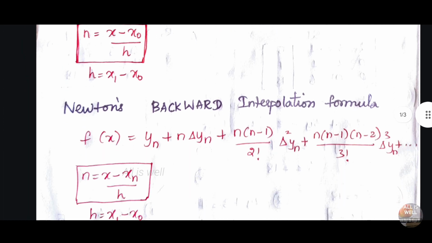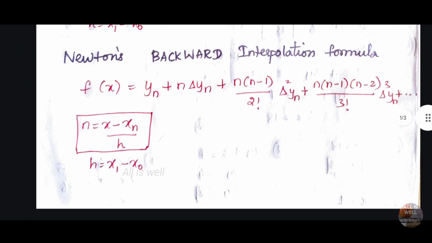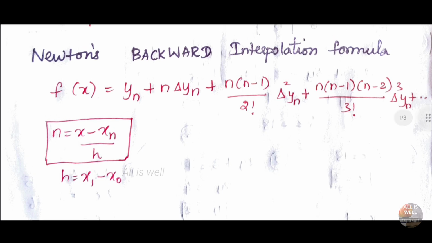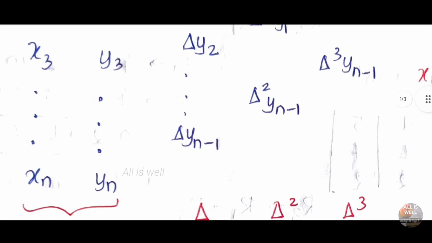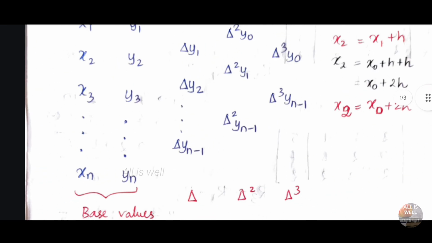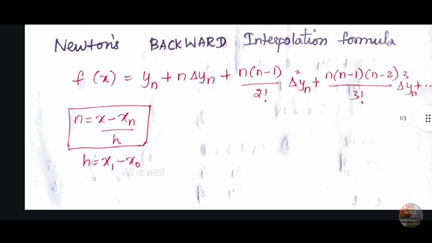The next type of interpolation is Newton's backward interpolation. Here we just substitute yn instead of y0 in the formula. The values of yn, del square yn and del cube yn can be taken from the interpolation table. And again n can be found using this formula.